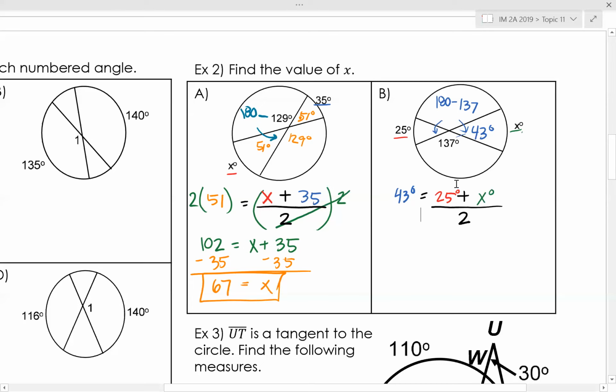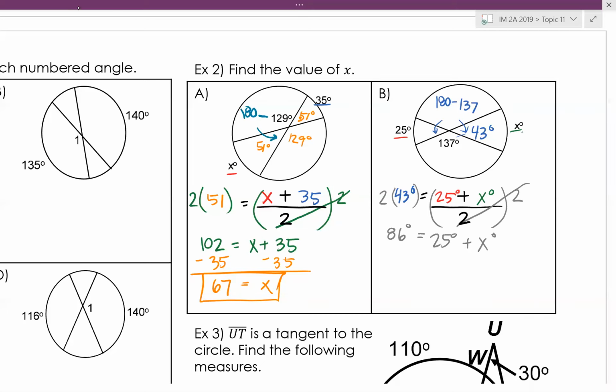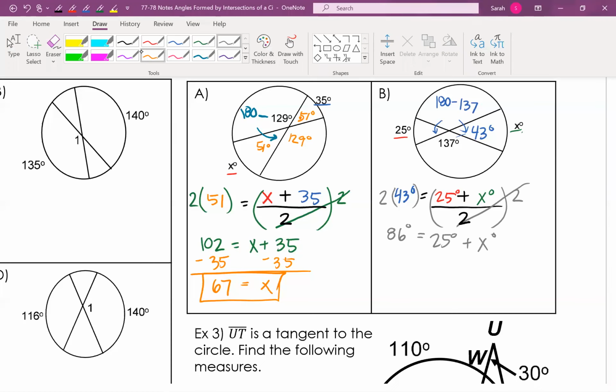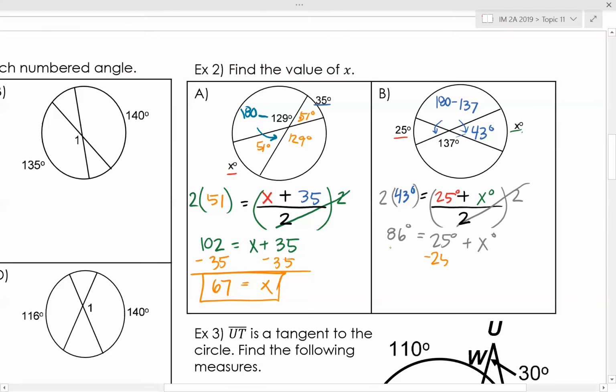Okay, so same process. I have to get rid of that 2 because I don't want it to be in a fraction. So if I'm going to multiply both sides by 2, that's going to give us 86 is equal to 25 plus x. And then to get x by itself, we want to subtract the 25. So that gives us that x must be 61. Okay, so that is when I have two lines that are intersecting inside the circle.